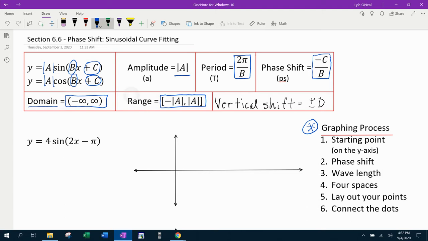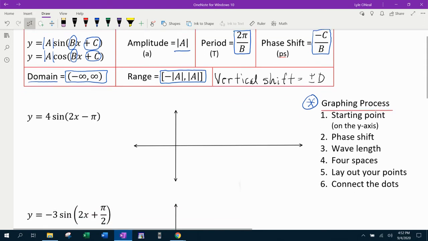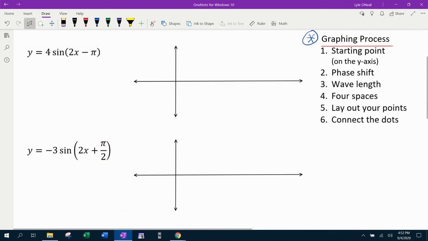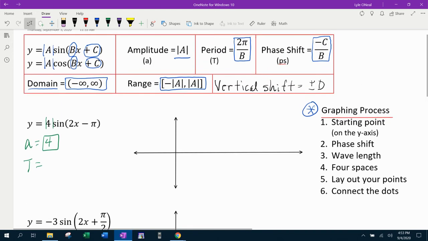Okay, here we go. For this first example, let's slide this up here. There we go. We want to find the amplitude. That's going to be the absolute value of 4, which is 4. There's our amplitude. Our period, which if you notice, I said I'm going to be using a capital T for period.